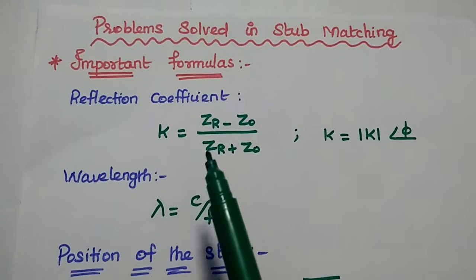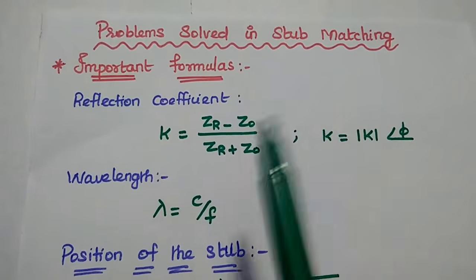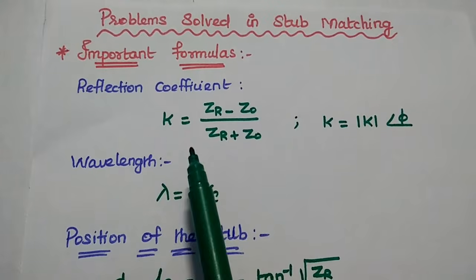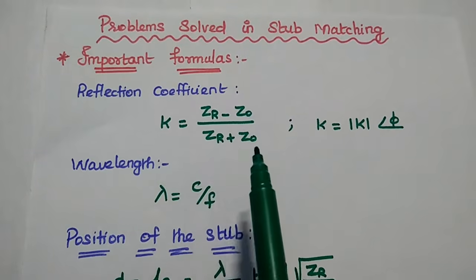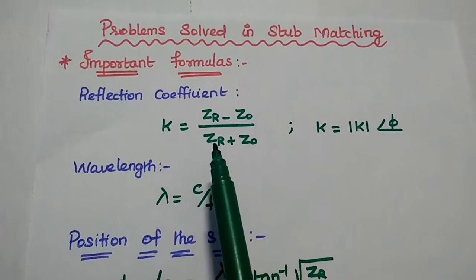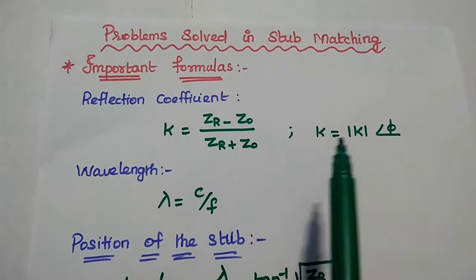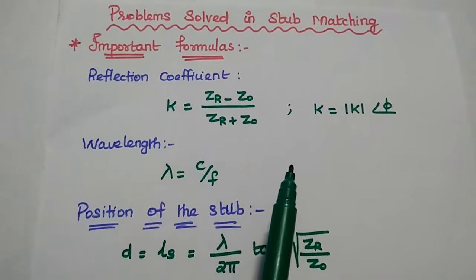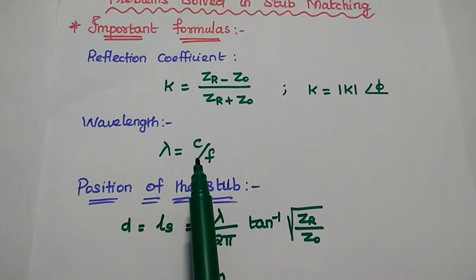Dear students, now we are going to solve important problems in single stub matching. The important formulas are: reflection coefficient K is equal to (ZR minus Z0) divided by (ZR plus Z0). ZR represents the receiving end impedance, Z0 is the characteristic impedance. Here K is equal to the modulus of K with the phase phi. Wavelength lambda is equal to c by f. C is the velocity of light.